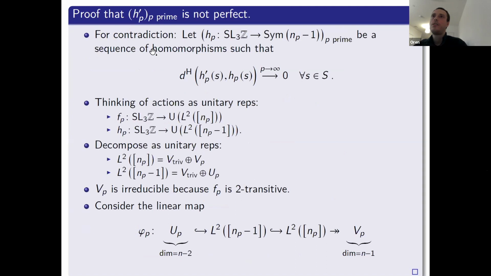For the sake of contradiction, I'm now assuming that I have H_P from SL3Z to Sym(N_P minus one), a sequence of true homomorphisms, one for each prime, that are asymptotically equivalent to those H prime P that we constructed on the previous slide. And I want to show that this assumption leads to a contradiction.